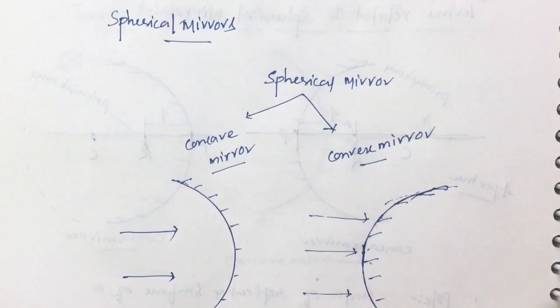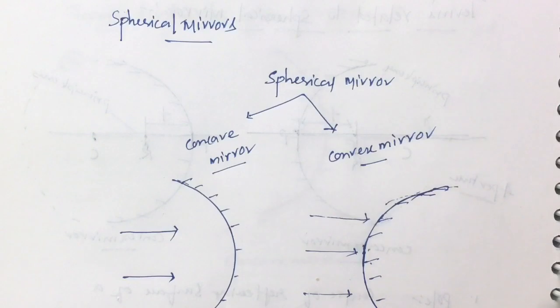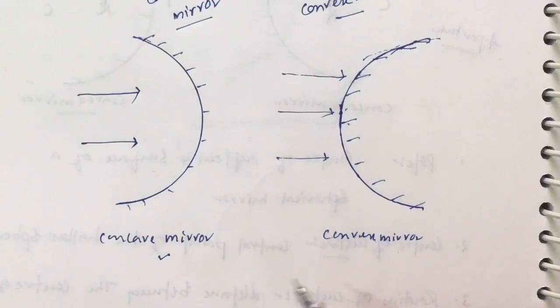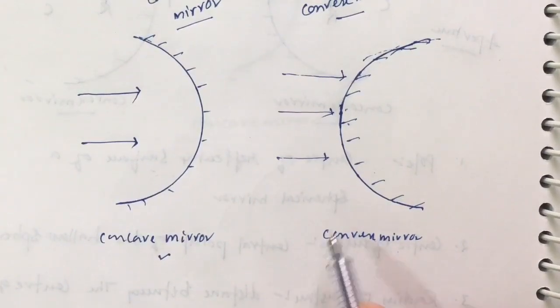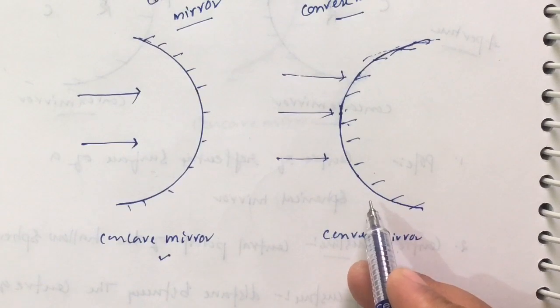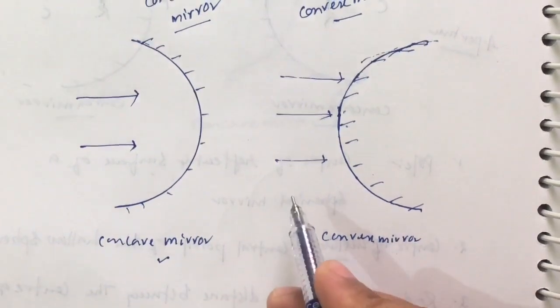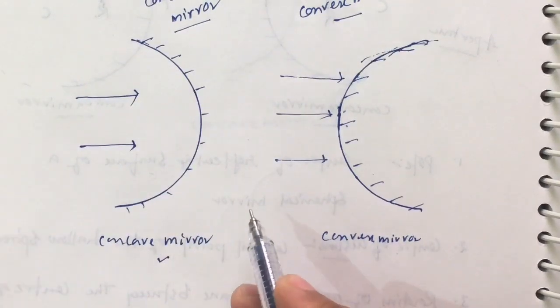We can compare these surfaces of concave and convex mirrors with the help of a spoon. When you notice a spoon, the surface of the spoon which is curved inwards can be considered as a concave mirror, and the surface of the spoon bulged outwards can be considered to be a convex mirror. I hope it is very clear about convex and concave mirrors.